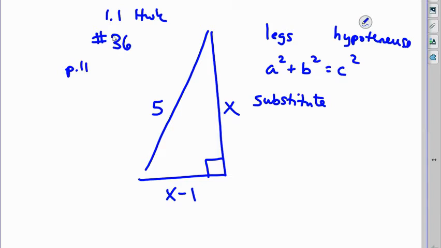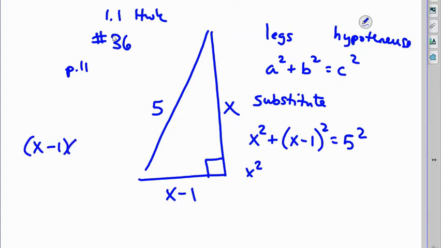Okay, I'm going to just put the x in for a, so x squared plus x minus 1 squared equals 5 squared. X squared, now we practice binomials becoming trinomials, so you should go back to your skills review. What does x minus 1 times x minus 1 equal with distributive property? Okay, so we're going to bring that over.